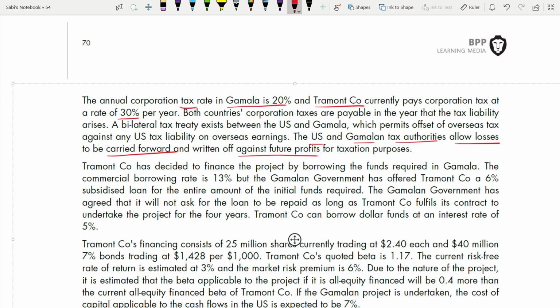So the borrowing rate is 13, but they have offered a 6% subsidized loan for the entire amount of the initial funds required. Now, the Gamalian government has agreed that it will not ask for the loan to be repaid as long as Tramont fulfills its contract to undertake the project for 4 years. Tramont can borrow dollar funds at an interest rate of 5%.